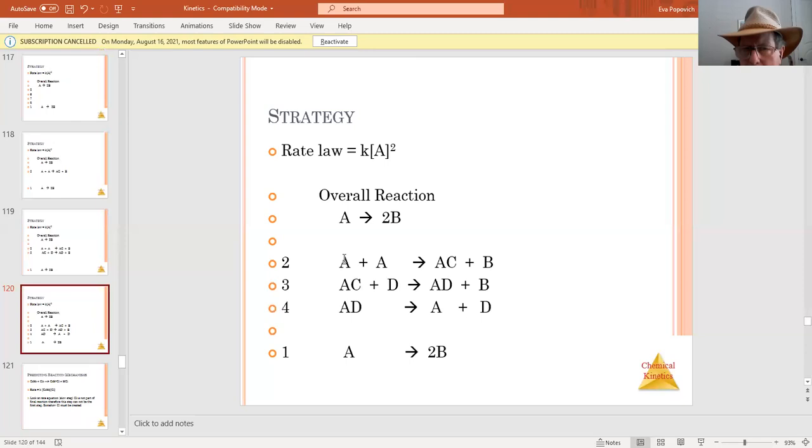So if I add my reactants up and I subtract out my products from that, I've got two A's over on the left side. I've only got one A on the right side. So one A remains. AC cancels with AC, D cancels with D, AD cancels with AD. The only thing left on the right side are two Bs.